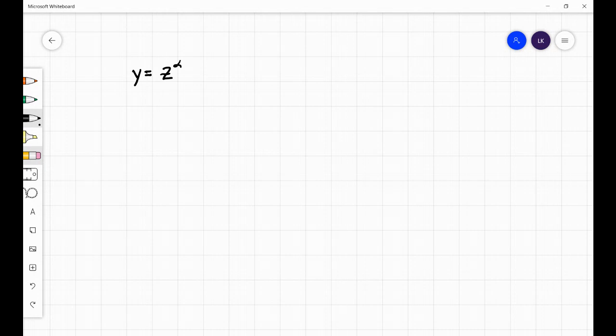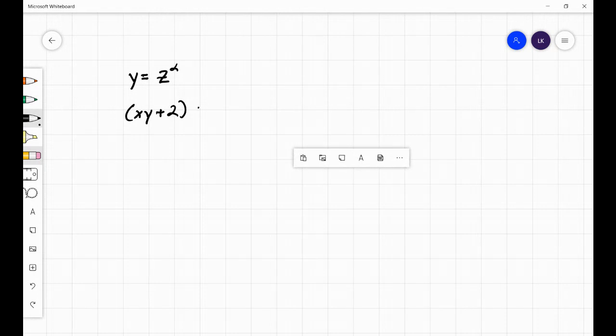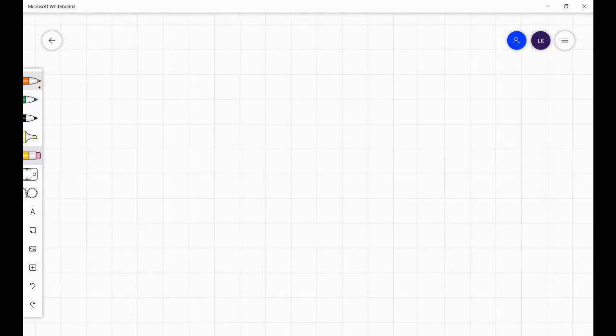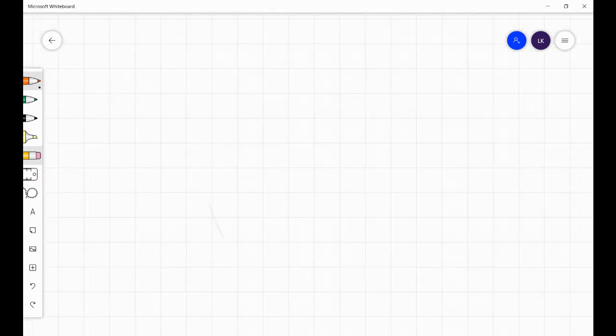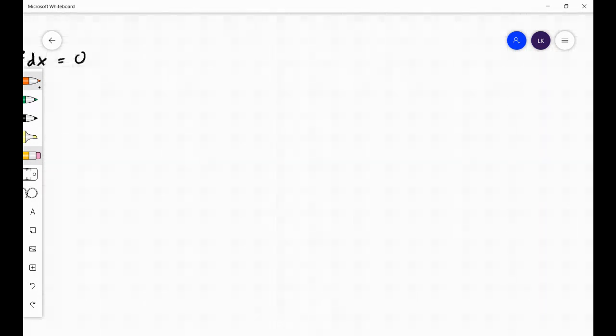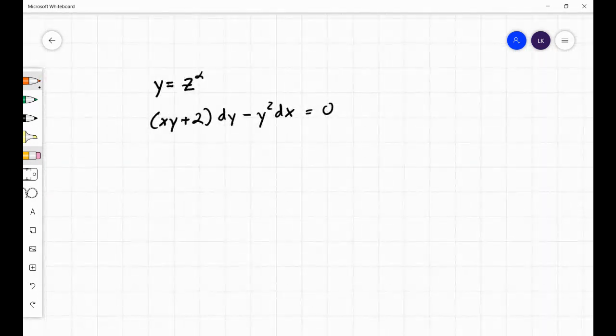So here's an example. x times y plus 2 dy minus y squared dx. Okay. So it's very similar; if we didn't have this constant, then we would get a differential equation which is homogeneous.